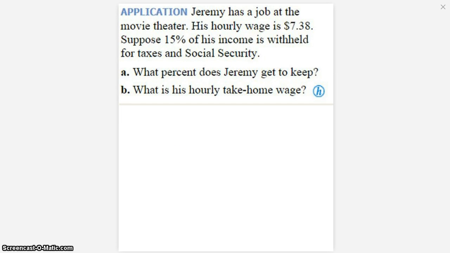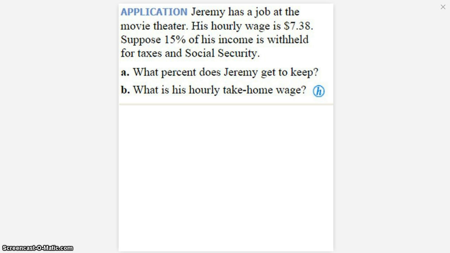For this application problem, we're going to be talking about percents, and we're going to be using proportions to solve these percents. So Jeremy has a job at the movie theater. His hourly wage is $7.38. Suppose 15% of his income is withheld for taxes and Social Security.